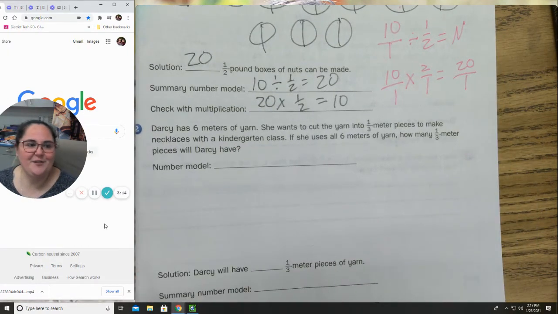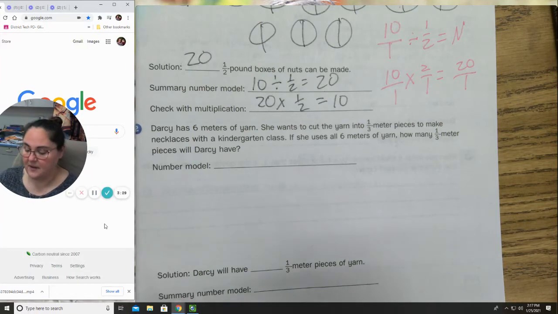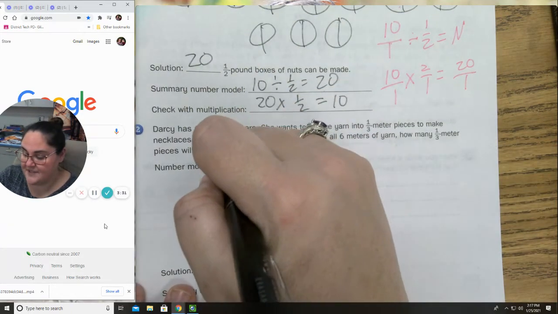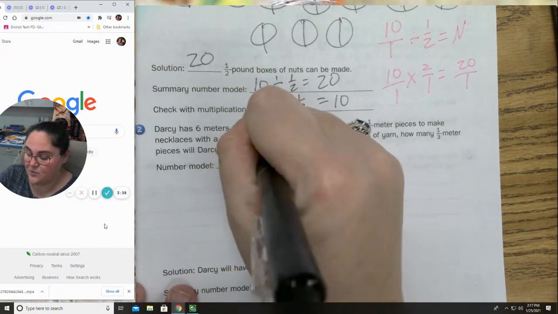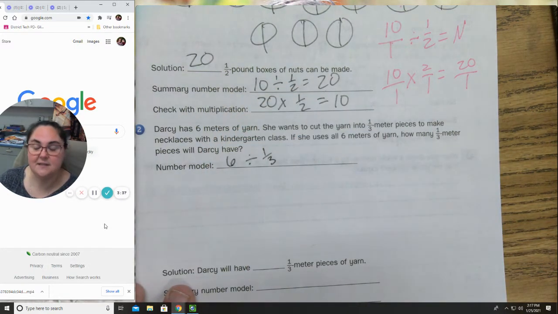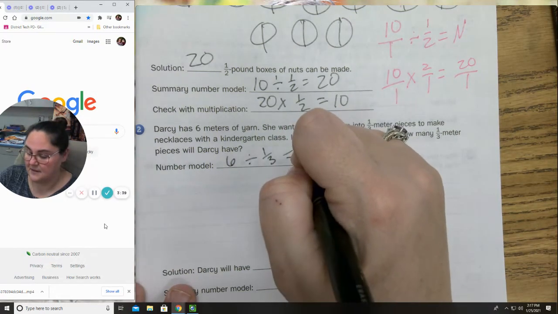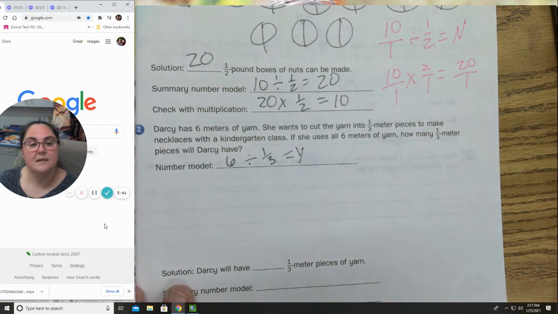Darcy has 6 meters of yarn. She wants to cut the yarn into 1/3 meter pieces to make necklaces with her kindergarten class. If she uses all 6 meters of yarn, how many 1/3 meter pieces will Darcy have? Okay. So I have 6 meters, and I'm dividing them into 1/3 meter pieces. So that is my number model.